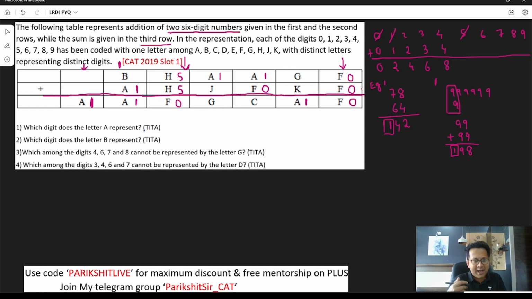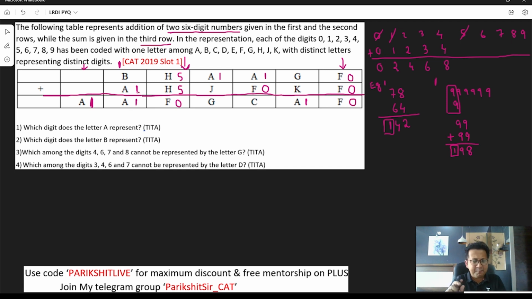Super awesome. Now have a look. What else can you fill? Probably you can look at B. Why am I saying B? Because B plus A is giving you A. How is that possible?